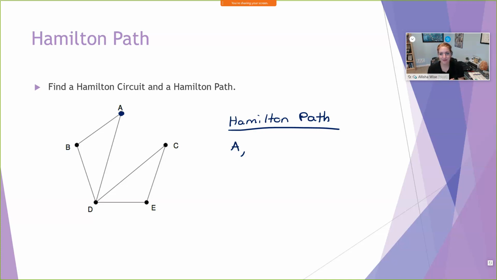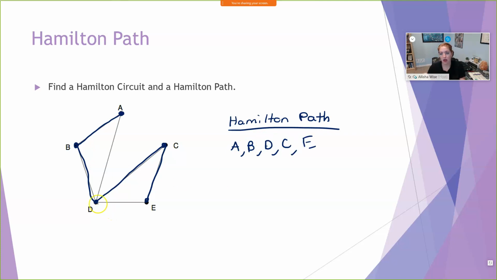No, because I'm going to get stuck at D at some point. So you're thinking circuit, but before we get to Hamilton circuits, how about just a Hamilton path? So you're starting at one point and ending at another. So, okay, go ahead and give me a Hamilton path from A. A, B, D, C, E. Yes, that'll work great.